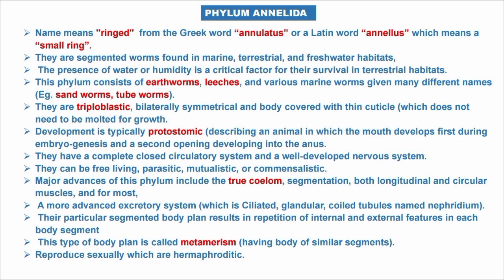Their particular segmented body plan results in repetition of internal and external features in each body segment. This type of body plan is called metamerism. Metamerism simply means having a body of similar segments. They reproduce sexually and are monoecious, which means one individual has both male and female reproductive systems.